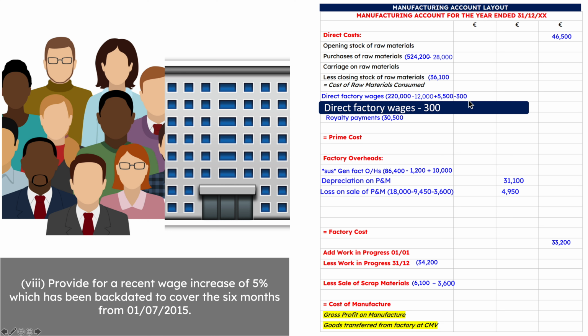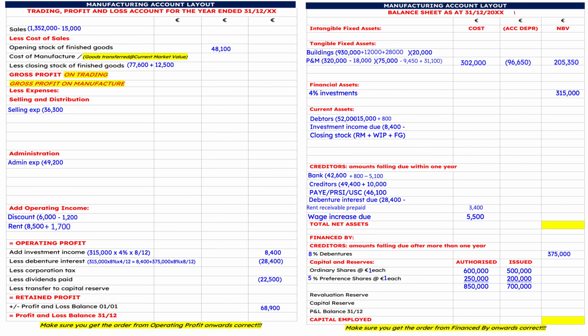So that is €300. We're going to minus the €300 here, right? Because that €300 relates to the people who built the extension. So that is 12,000 by 5% by 6 over 12, which is €300. So minus €300 there, and we're going to add that to the cost of the buildings. So buildings plus €300.